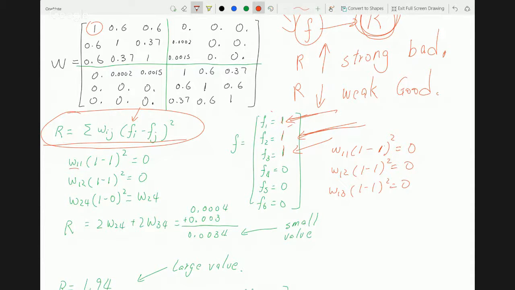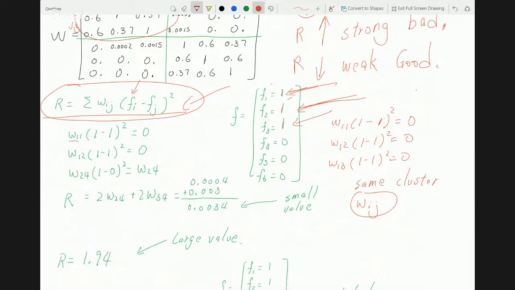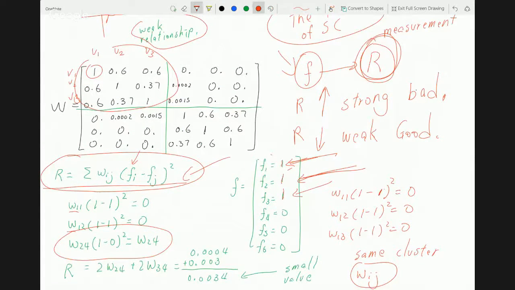So basically, what this equation is telling you is if they belong in the same cluster, you're going to ignore the Wij value. So here's V1, V2, V3, V1, V2, V3. You're going to ignore all these. You will only consider them when you have, for example, W24, so 2, 4, this value right here.